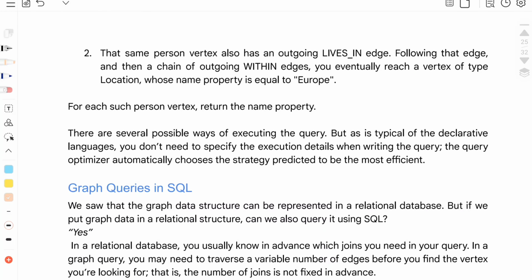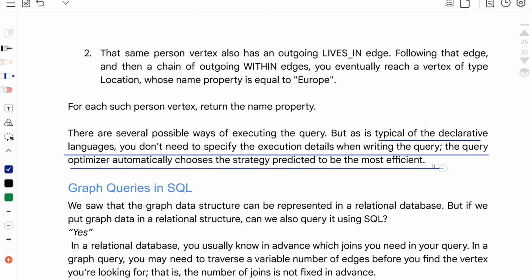Now, there are several possible ways of executing the query, but as is typical of declarative languages, you don't need to specify the execution details when writing the query. The query optimizer automatically chooses the strategy predicted to be the most efficient.